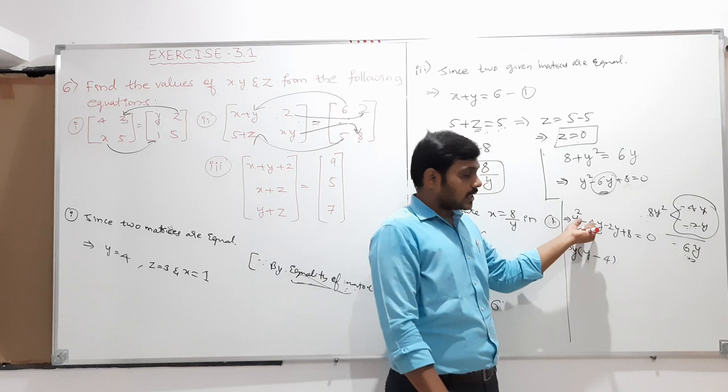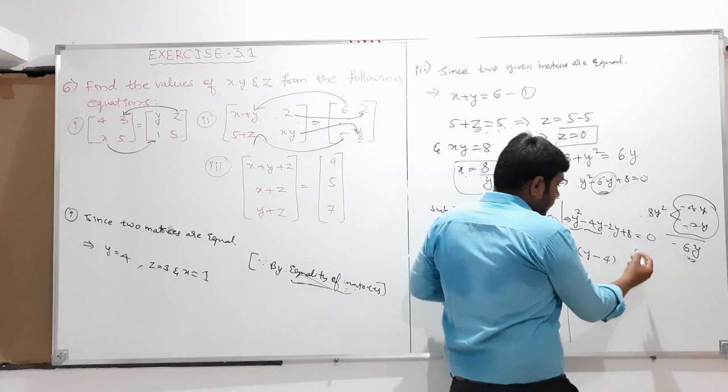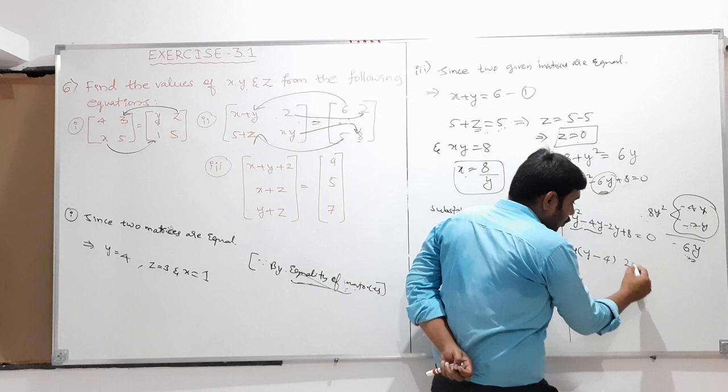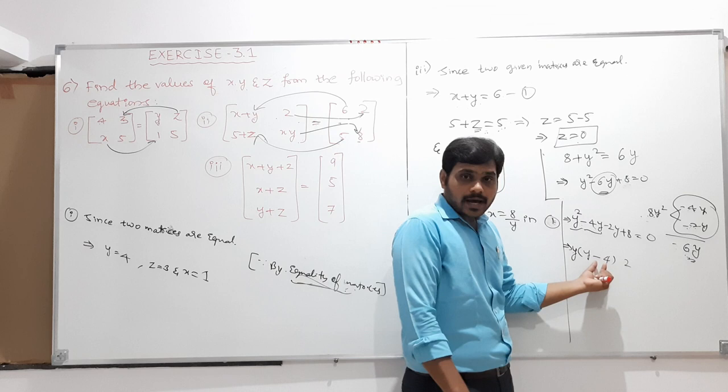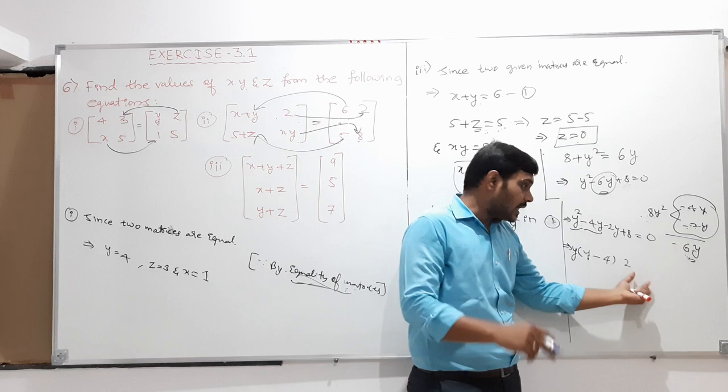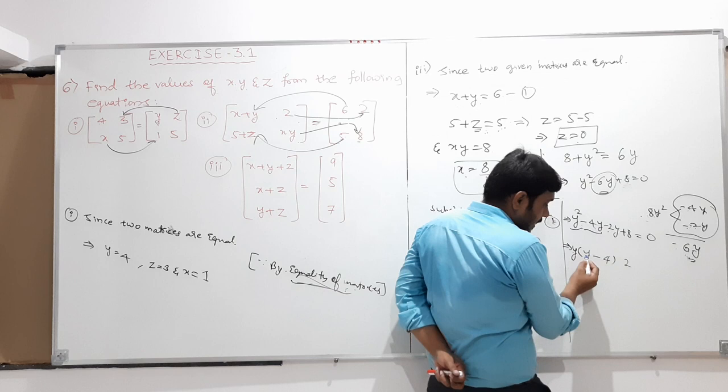And next here it is, my dear students, from this I am taking the common 2. While taking common in these two, you should choose the common in such a way that after taking any number common, you should get the same term with this y minus 4, the same term whatever you got inside the bracket. So from these two, I am taking this 2, and here this plus y is there, and here this minus 2y is there, so I am taking minus 2 from these two terms as common.